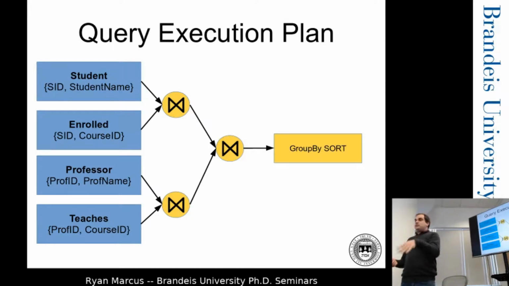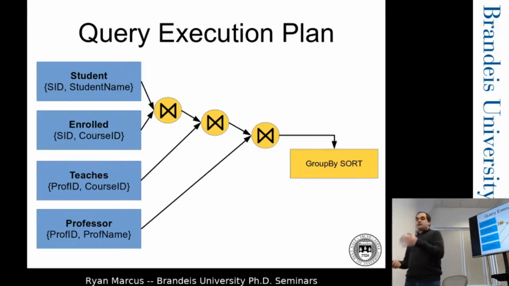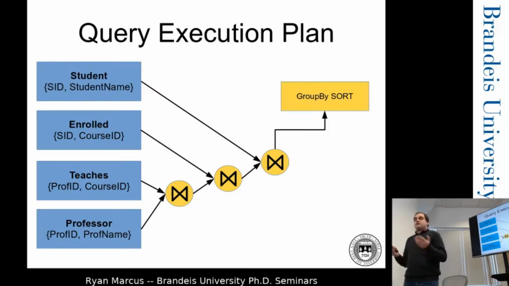Additionally, we didn't have to do the joins in this particular order. We could have joined the joins in this order. Started with student and enrolled, then merged in teaches, then merged in professor, then did a group by sort. Or we could have done it in a completely different way, started with professor, then teaches, then enrolled, then students. You can prove nicely and mathematically that these things scale with something called the Catalan numbers, which means they are very exponential, very, very large, very, very fast.